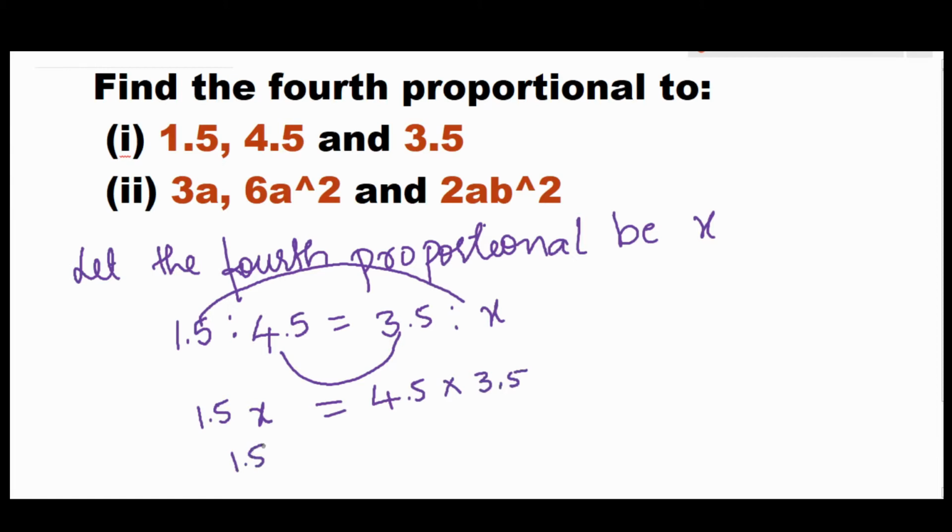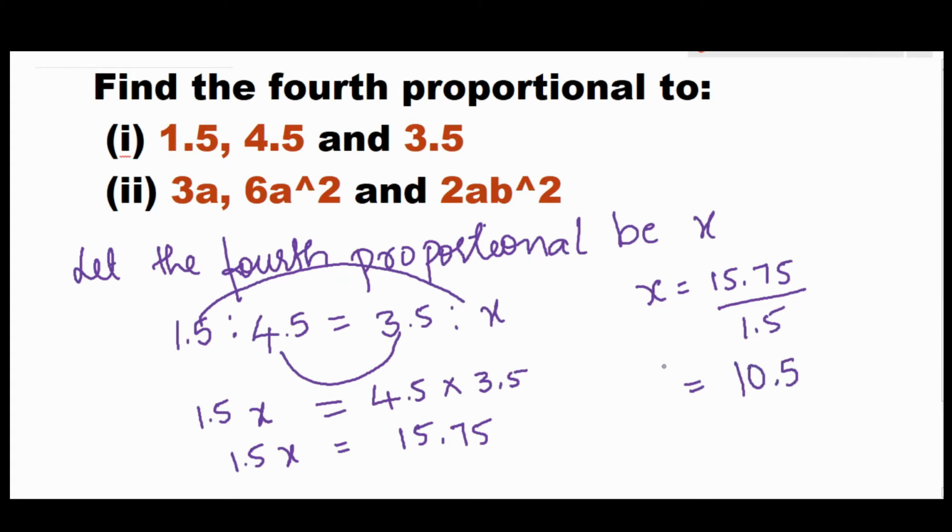So this is 1.5x. On multiplying this, I'll be getting 15.75. Now I need to find x. Therefore, x is equal to 15.75 divided by 1.5. So on dividing this, I will be resulting with the answer 10.5. Therefore, the fourth proportion is 10.5.